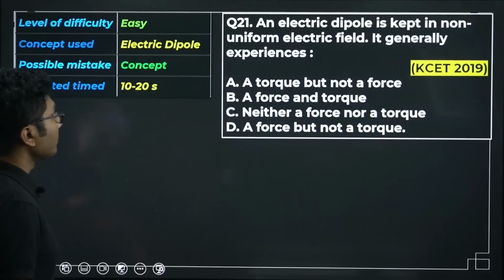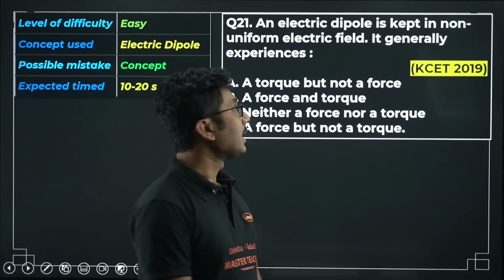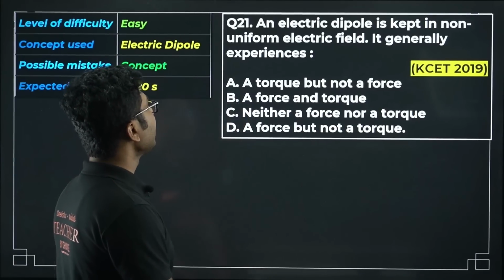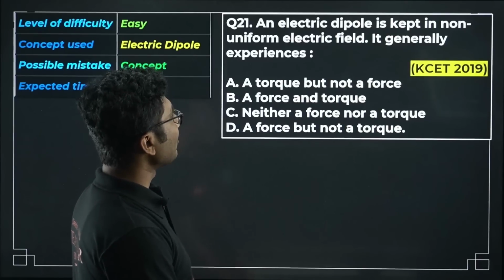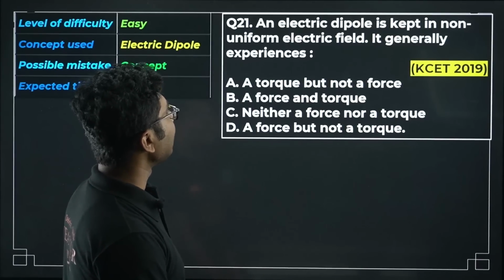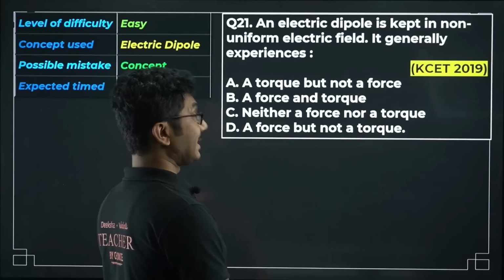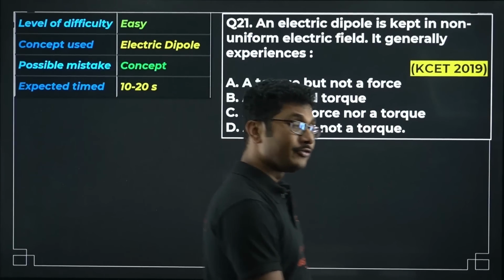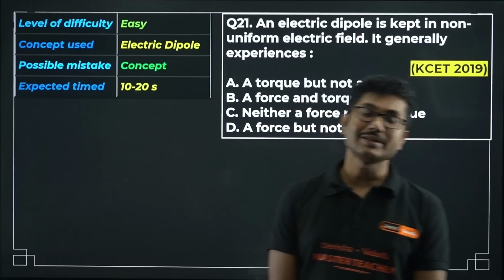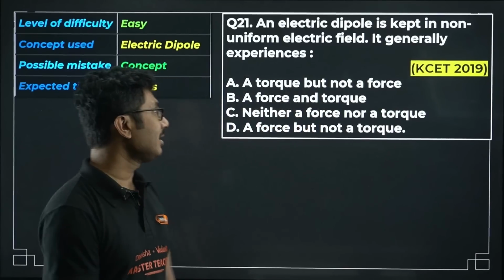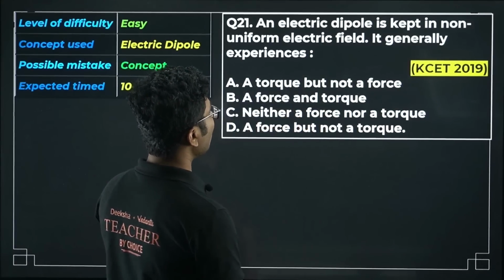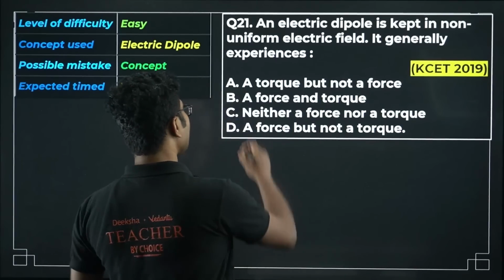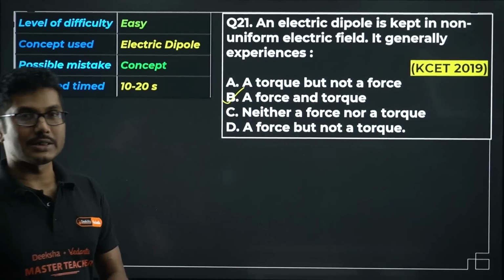We have already solved 20 questions so far, right? Now let's move on to the last few questions. An electric dipole is kept in a non-uniform electric field. If you keep the dipole in a non-uniform electric field, it will experience both force and torque. So a force and a torque is the answer.